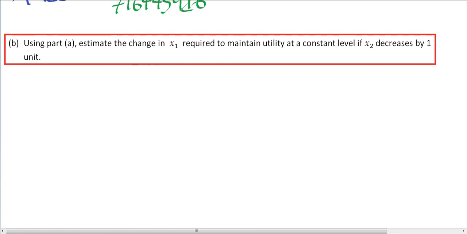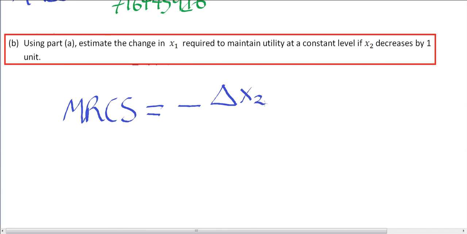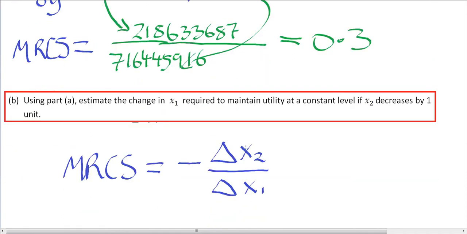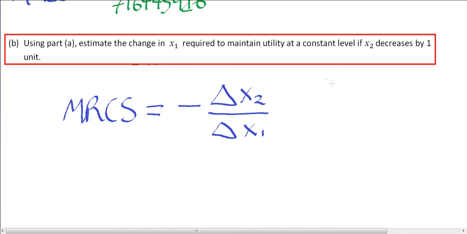If you read the notes and what they're saying, when the utility is at a constant level, then what happens is that a formula MRCS can be written as minus the change in the second variable divided by the change in the first variable. Now again, I'll let you read the notes to figure why is that, but that's what they're saying. Okay, so all they want us to really do is sub the numbers in. So we know what MRCS was. It was the 0.3. So let's just sub that in.